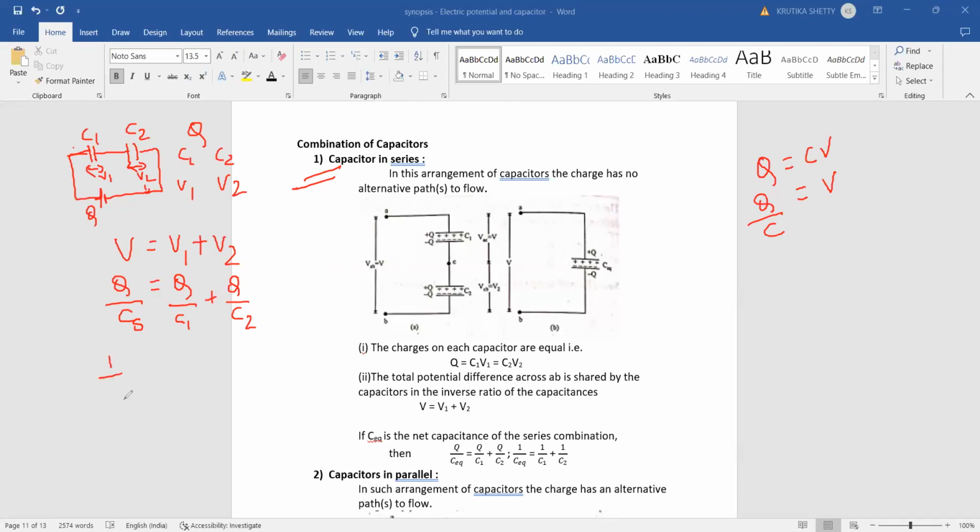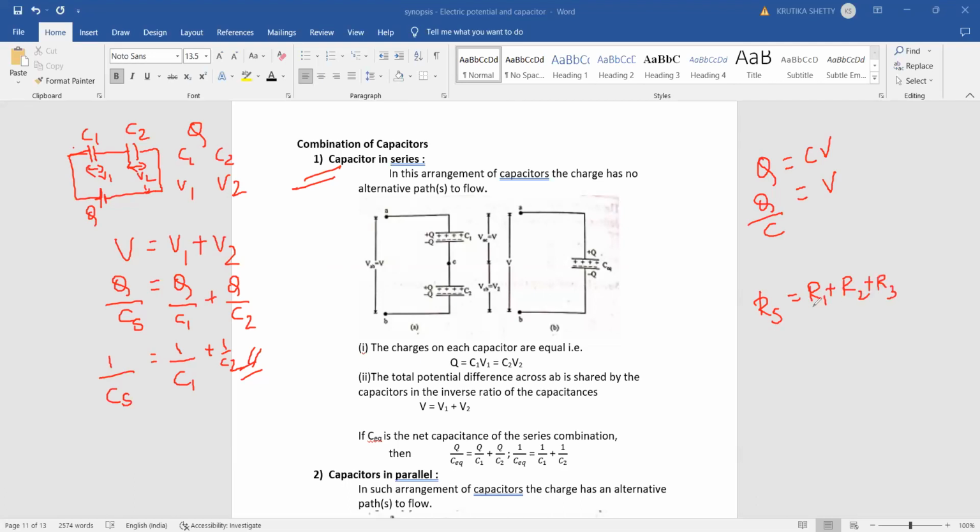It will be 1 upon CS is equal to 1 upon C1 plus 1 upon C2. So this is when the two capacitors are connected in the series combination. So here is what may confuse you: in school, what have you learned? The resistors connected in the series, RS is equal to R1 plus R2 plus R3, that is, when there are 3 resistors.